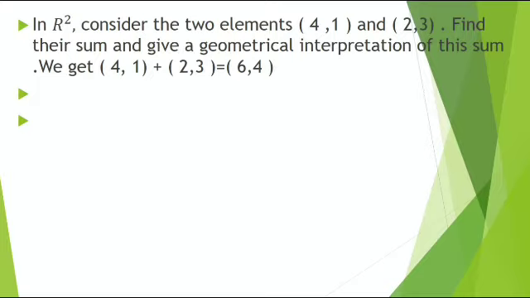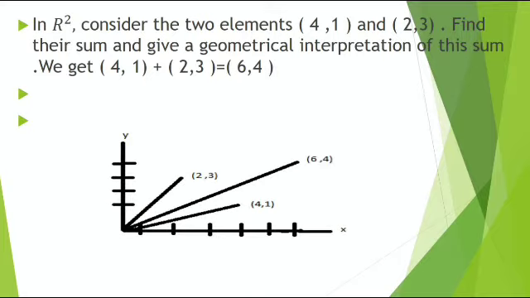In R^2, consider the two elements (4, 1) and (2, 3). Find their sum and give a geometrical interpretation of this sum. We get (4, 1) plus (2, 3) is equal to (6, 4). So the vector (6, 4), the sum, is a diagonal of the parallelogram.